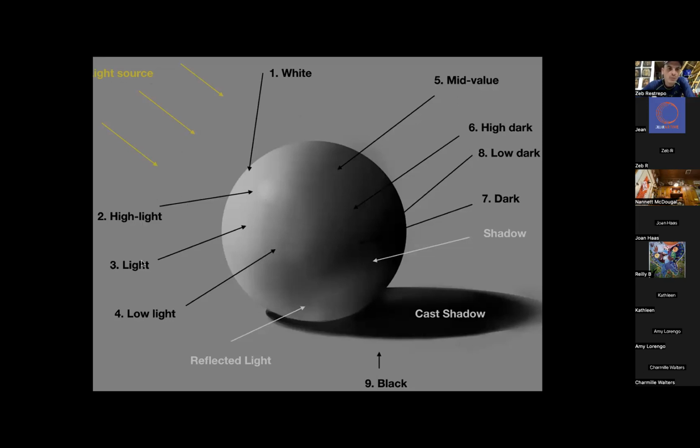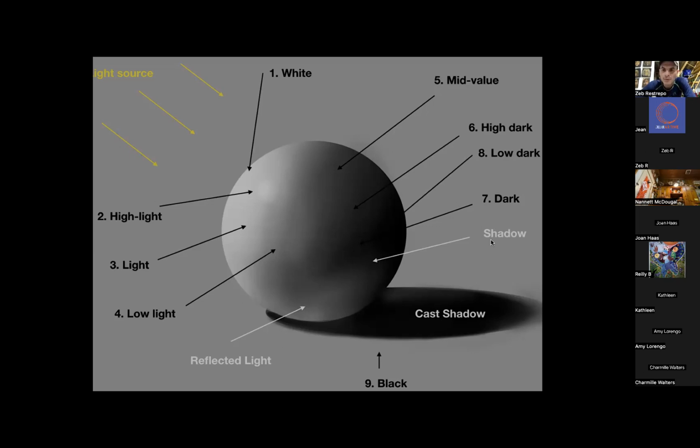And then we have the light here in the sphere, and then we have low light, which is closer to the center of the object. And then we have mid values that start to originate because the light starts to lose momentum against the object that it's resting against. And then high dark, and then low dark, and then we have dark areas, which I don't know if you can really see the arrow, but it tends to end right over here.